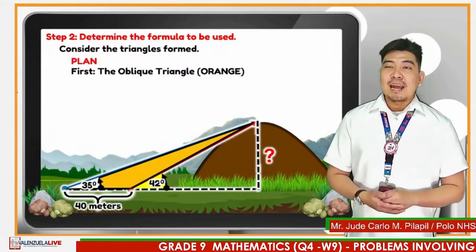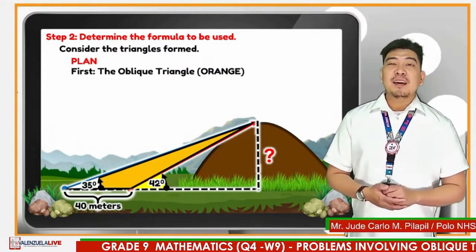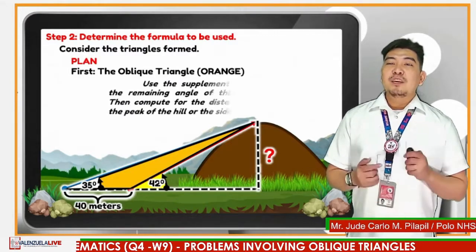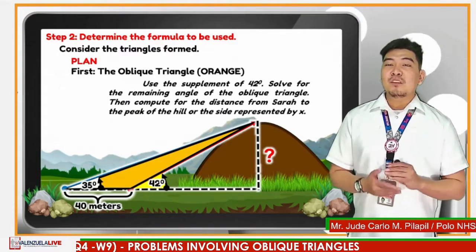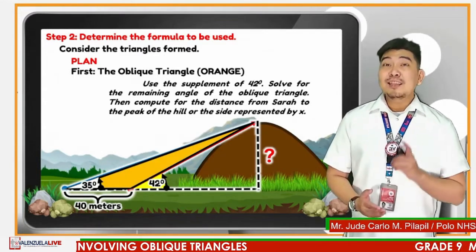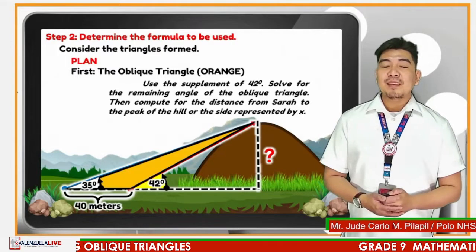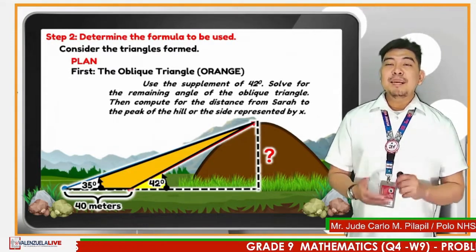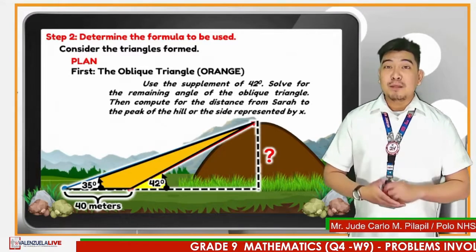The first plan is using the oblique triangle described by the orange triangle. We use the supplement of 42 degrees to find the adjacent angle that is found in the oblique triangle. Next, we will solve for the remaining angle to complete the angles of the given oblique triangle.